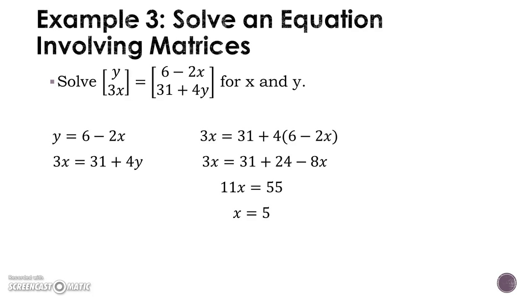To find the value for y, substitute 5 for x in either equation. We're going to substitute into the first equation. And then we're going to simplify, and we get the solution is (5, -4).